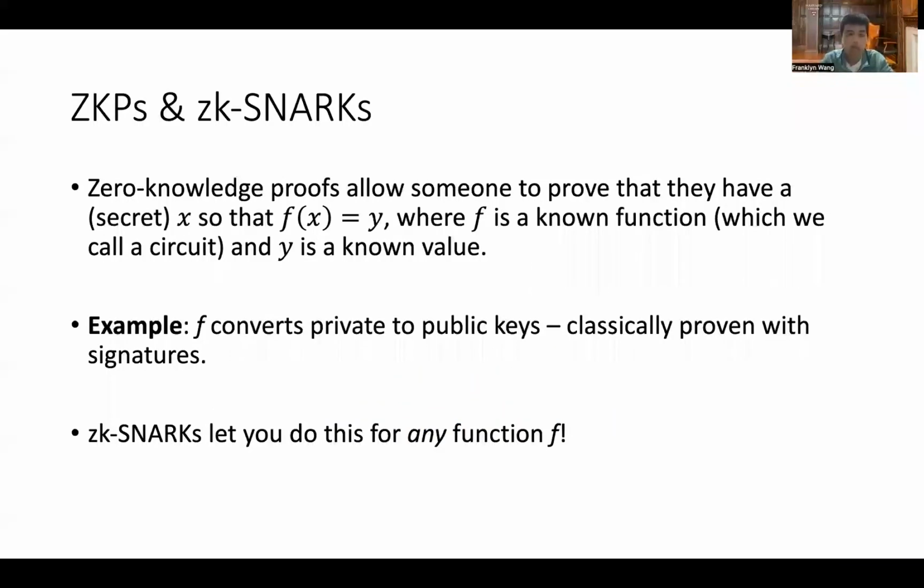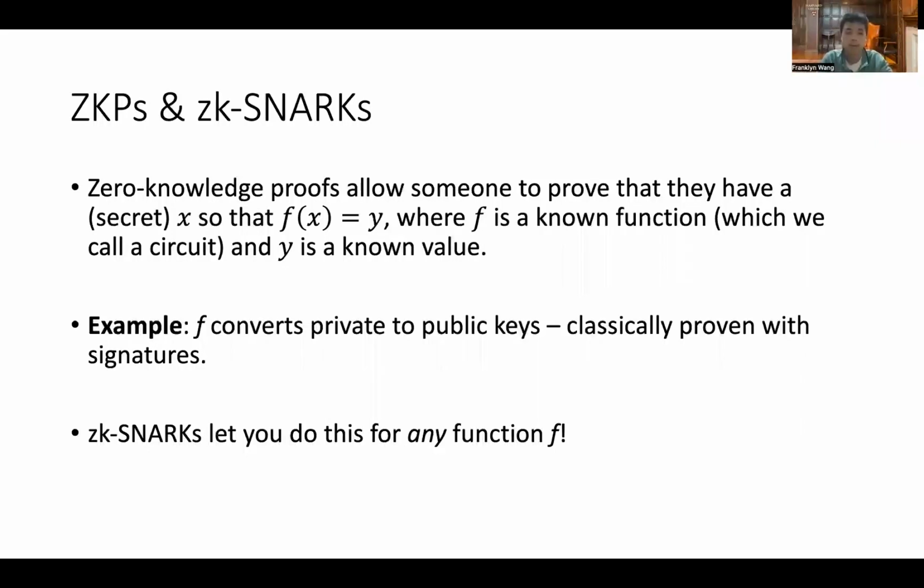First, I want to talk a little bit about zero-knowledge proofs and ZK-SNARKs. This is hopefully mostly review, but I just want to talk about the components that are most important for understanding Ecne. So zero-knowledge proofs allow you to prove that you possess a secret x, so that f of x equals y, where f is a known function, and we refer to these as circuits, and y is a known value.